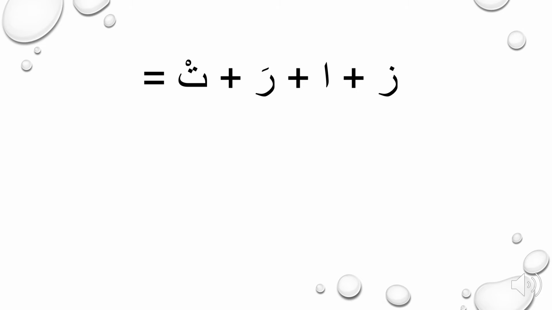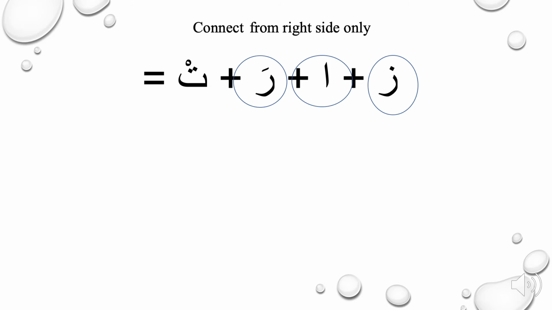So now let's try to connect these letters to make an Arabic word. Why don't you try to do it on your own and then check if you got the same thing that I will show. As you can see, we have a Zay in the beginning, followed by Alif, followed by a Ra, followed by a Ta. And we have three letters that connect from the right side only. That word is going to be interesting.